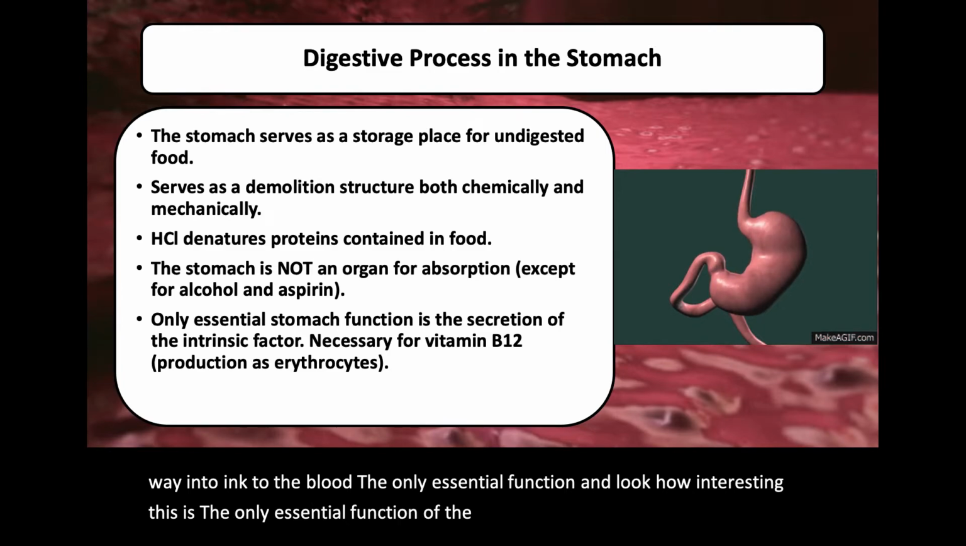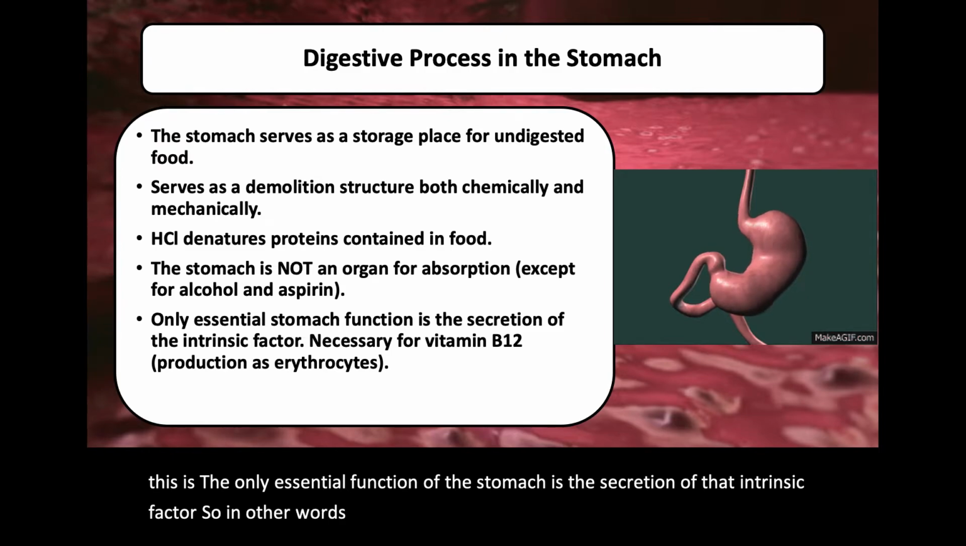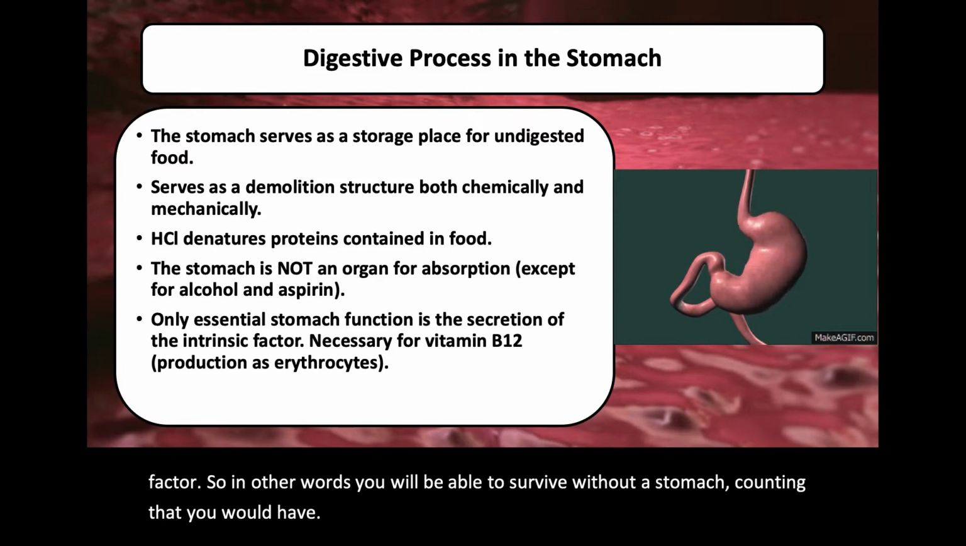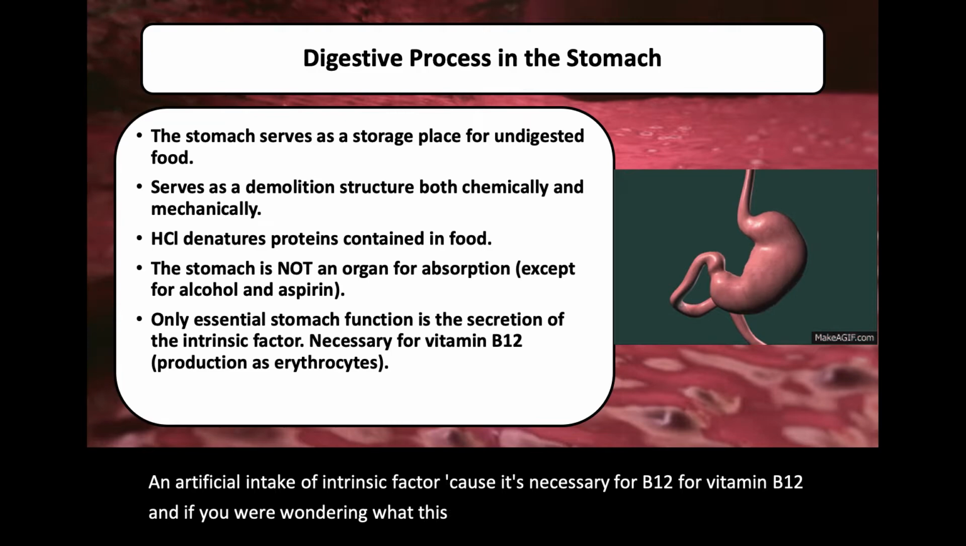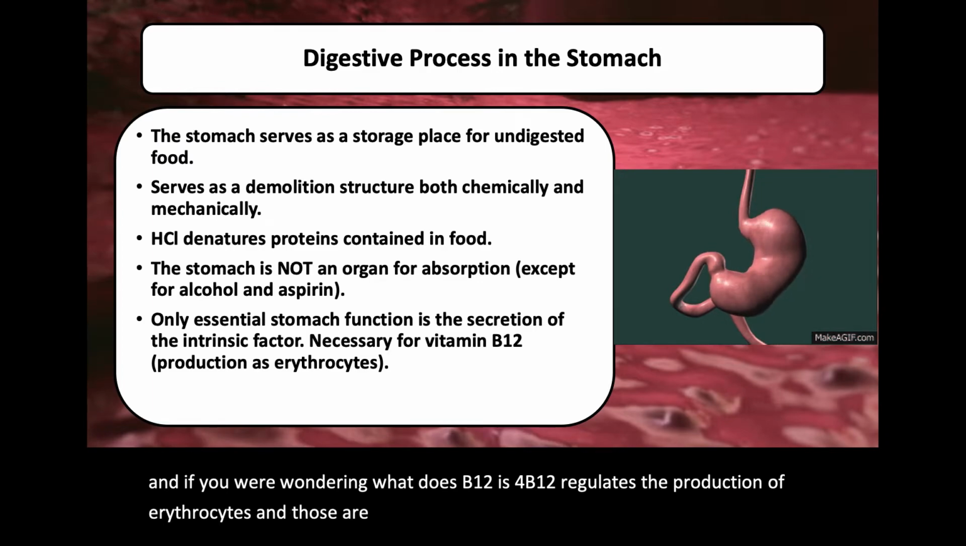The only essential function, and look how interesting this is, the only essential function of the stomach is the secretion of that intrinsic factor. So in other words, you will be able to survive without a stomach, counting that you would have an artificial intake of intrinsic factor, because it's necessary for vitamin B12. And if you're wondering what B12 is for, B12 regulates the production of erythrocytes, and those are red blood cells, right? Red blood cells.